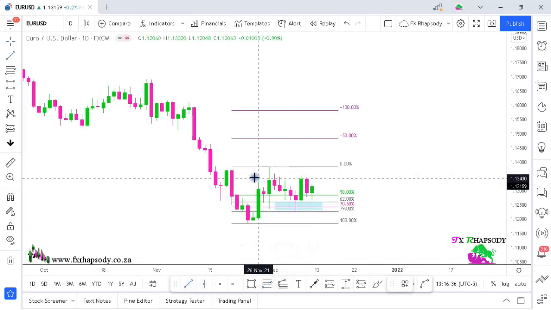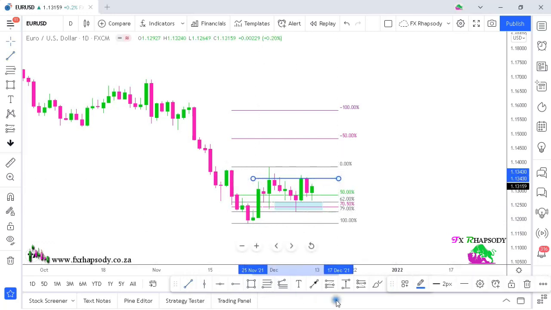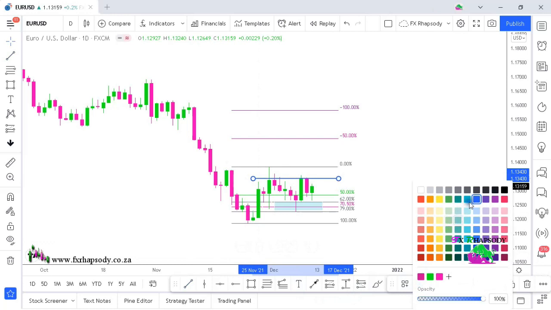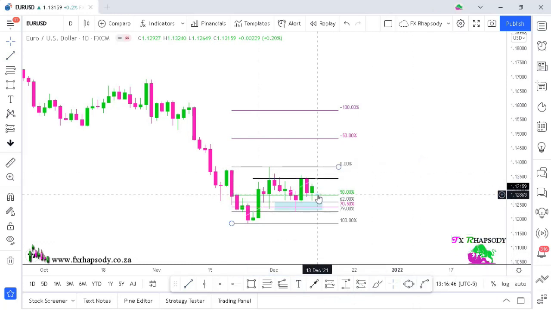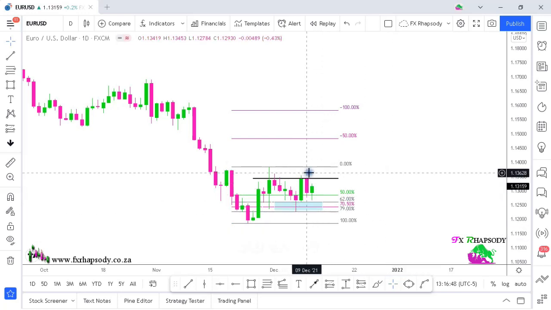Let's use this tool. I'm just going to make it another color. I'm going to be that guy. That blue color is for my liquidity. So price did not break that area.